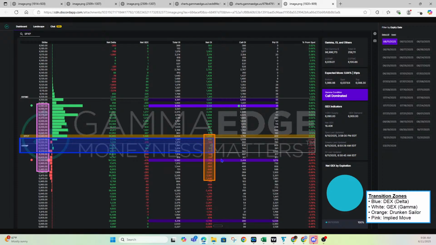So what we like to do here at Gamma Edge is trade with the edges or the transition areas, or areas of certainty that we can define. So that would be the transition areas, the top of the drunken sailor range, or the bottom of the drunken sailor range, or other key gamma delta levels. These key levels obviously would be the top of transition. Any pullback to get involved there would be to the long side.